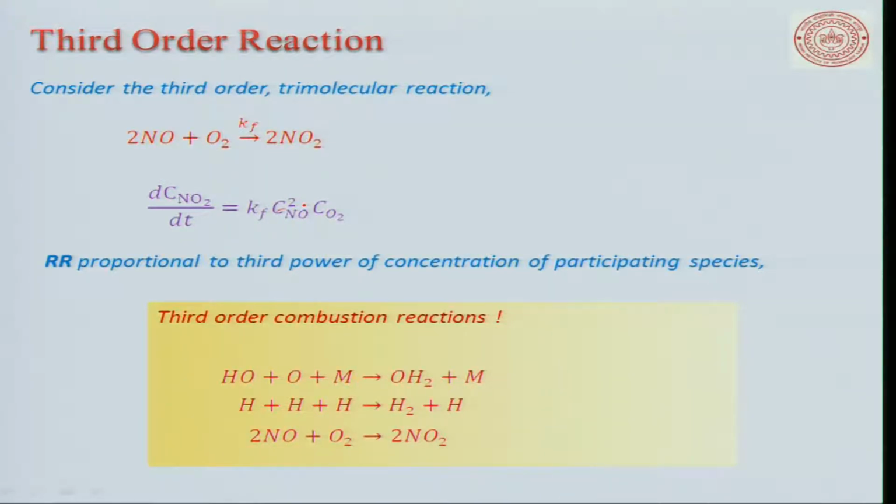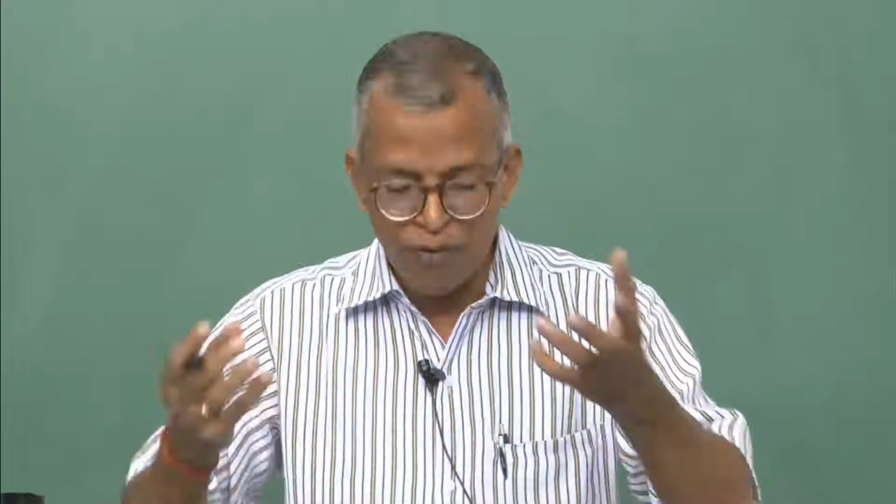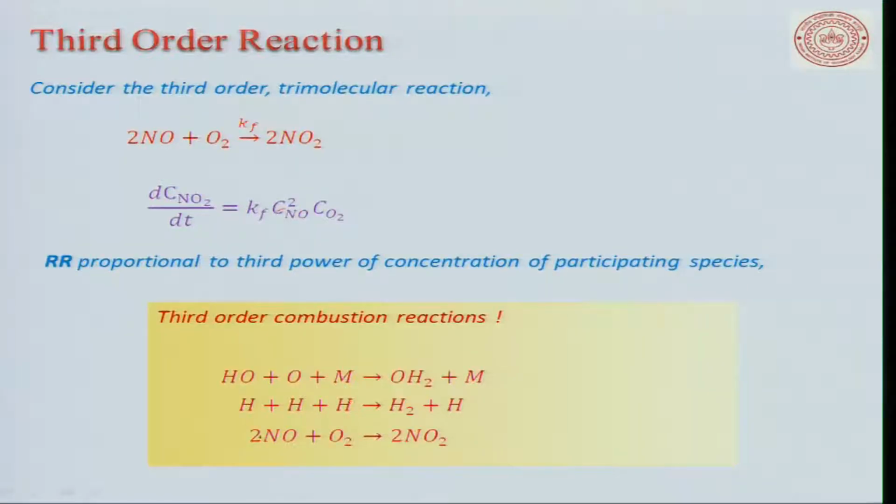Some examples of third order reactions which occur in combustion I have shown here: H plus O2 plus a third body M going to HO2 plus M, and H plus H plus M, which is very unlikely to occur, but people say that it does occur. That means H atoms have to come together and collide to form hydrogen, and 2NO plus O2 going to 2NO2, right. All these forward reactions are third order in nature, whereas the reverse reactions need not be.